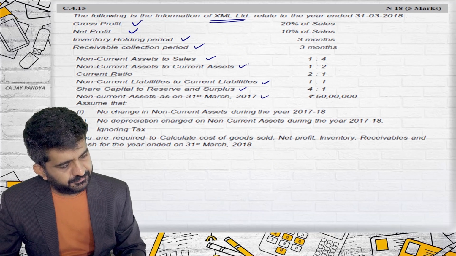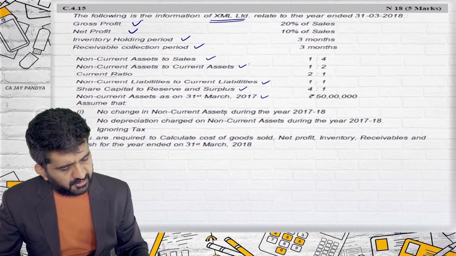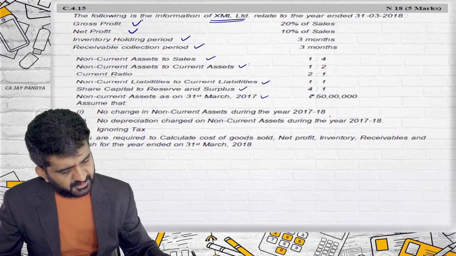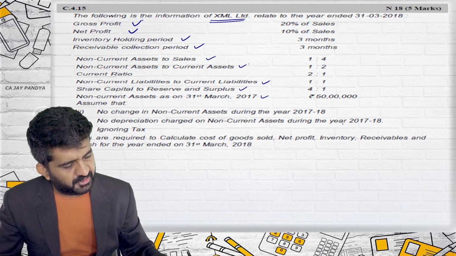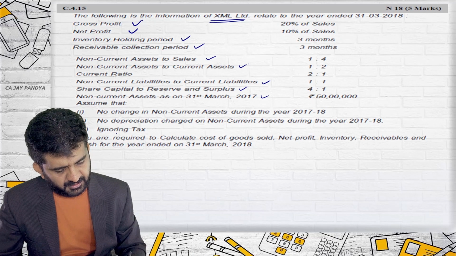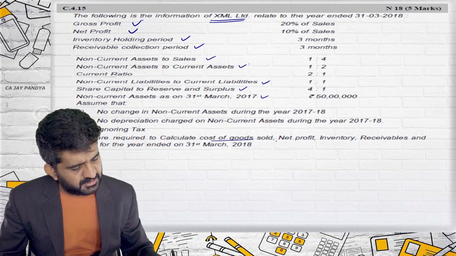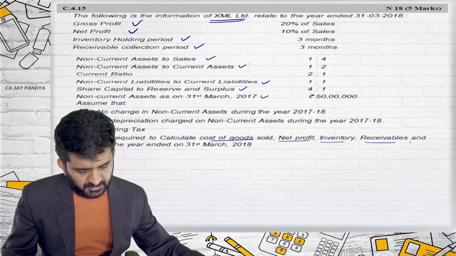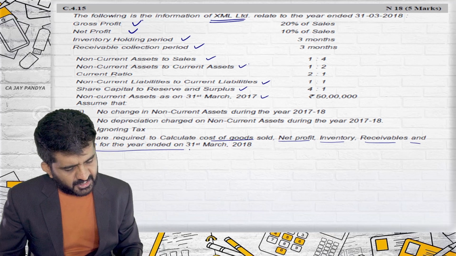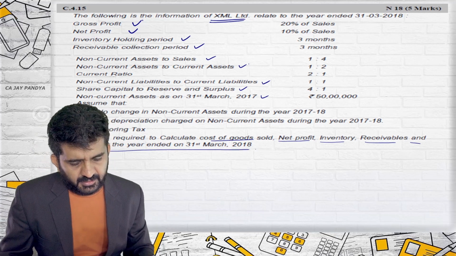Assume that there is no change in non-current assets during the year 17-18, no depreciation charges on non-current assets during the year 17-18, ignoring tax. You are required to calculate COGS, net profit, inventory, receivables, and cash for the year ended 31st March 2018.